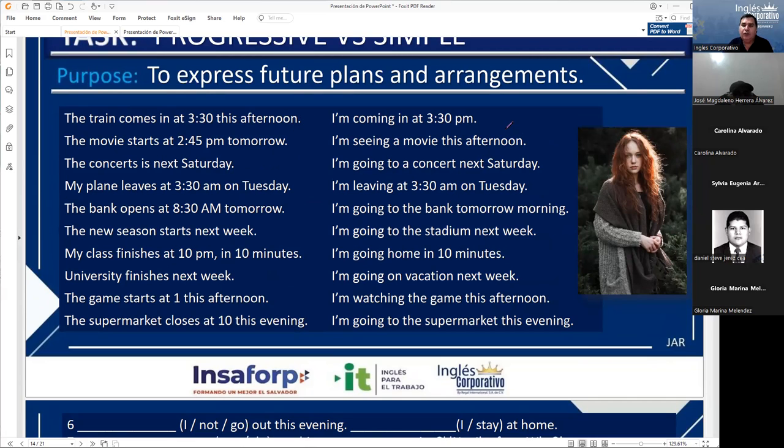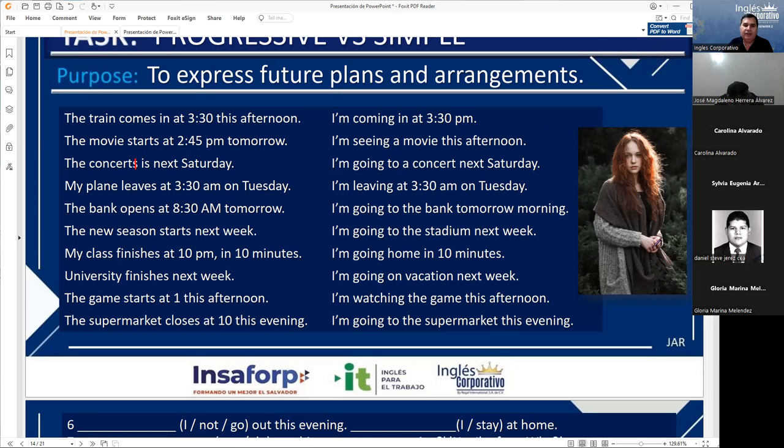I'm coming in at 3:30 p.m. The movie starts at 2:45 p.m. tomorrow. I'm seeing a movie this afternoon. The concert, or is no concerts, only concert without the S. The concert is next Saturday. I'm going to a concert next Saturday. My plane leaves at 3:30 a.m. on Tuesday. What do we say? I'm leaving at 3:30 a.m. on Tuesday.